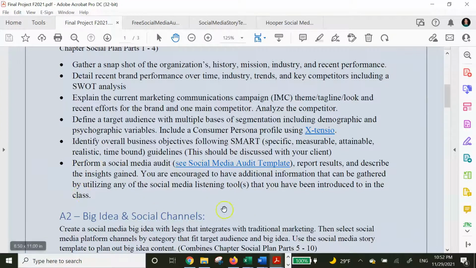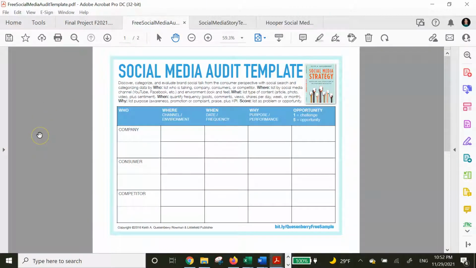And then you're going to perform a social media audit. So this social media audit is different than the social listening that you performed before. For the social media audit, you're going to use this audit template, which is right here, and they actually belong to the author of your book. So all these files, all these templates are in Canvas, and then I'm going to show you where you will find them.